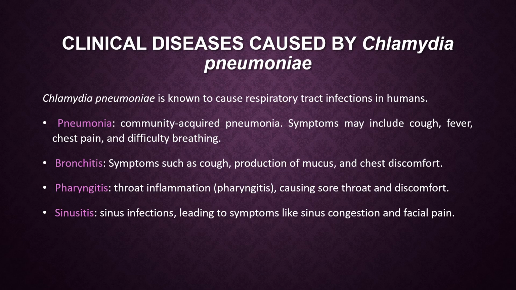Pneumonia: Chlamydia pneumoniae causes community-acquired pneumonia. Symptoms may include cough, fever, chest pain and difficulty in breathing. Bronchitis: Chlamydia pneumoniae also causes bronchitis, leading to symptoms such as production of mucus and chest discomfort. Pharyngitis: this infection may also result in throat inflammation, causing sore throat. Sinusitis: in some cases, Chlamydia pneumoniae is associated with sinus infections.